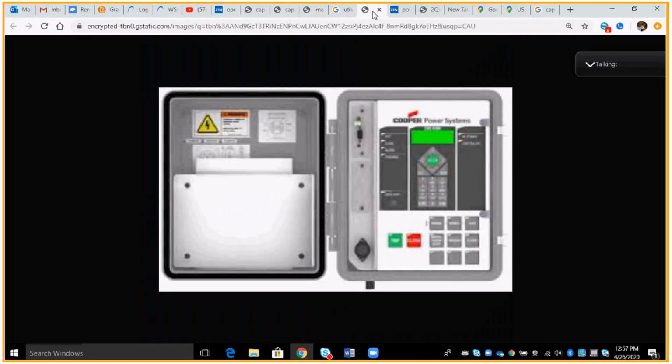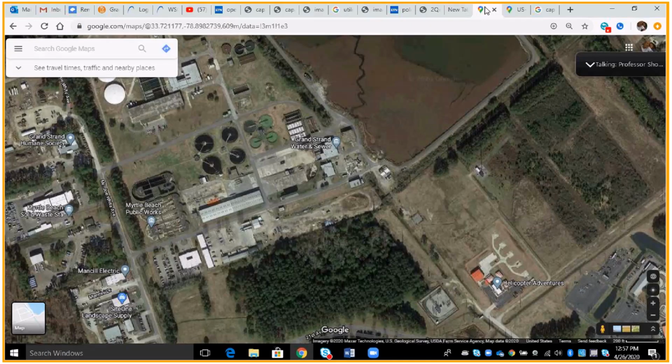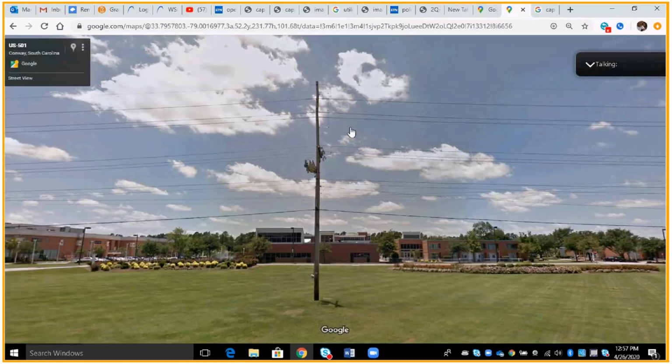Here, there's the control panel that's mounted down towards the bottom of the pole, so you're able to actually do things here by radio. And you'll notice this one out here at the college. I'll zoom in a little bit for you.